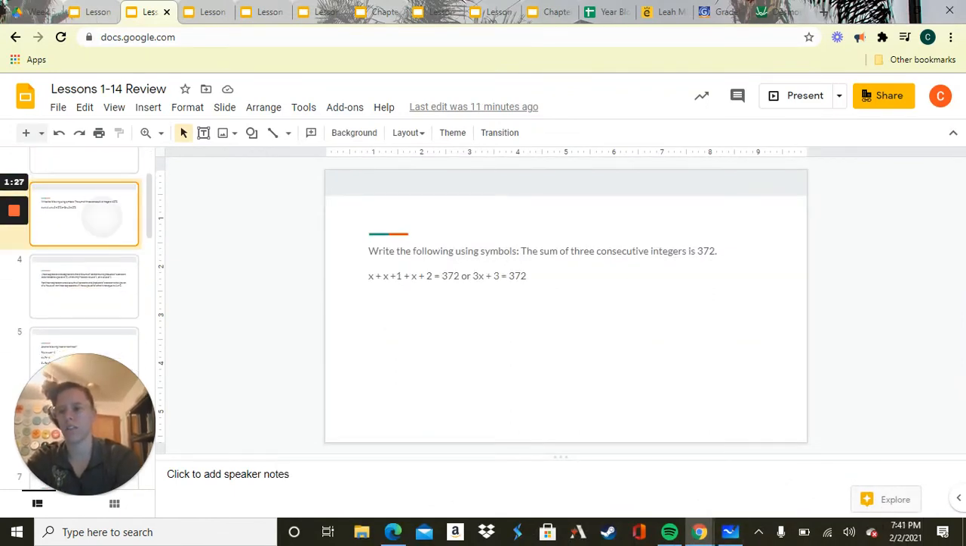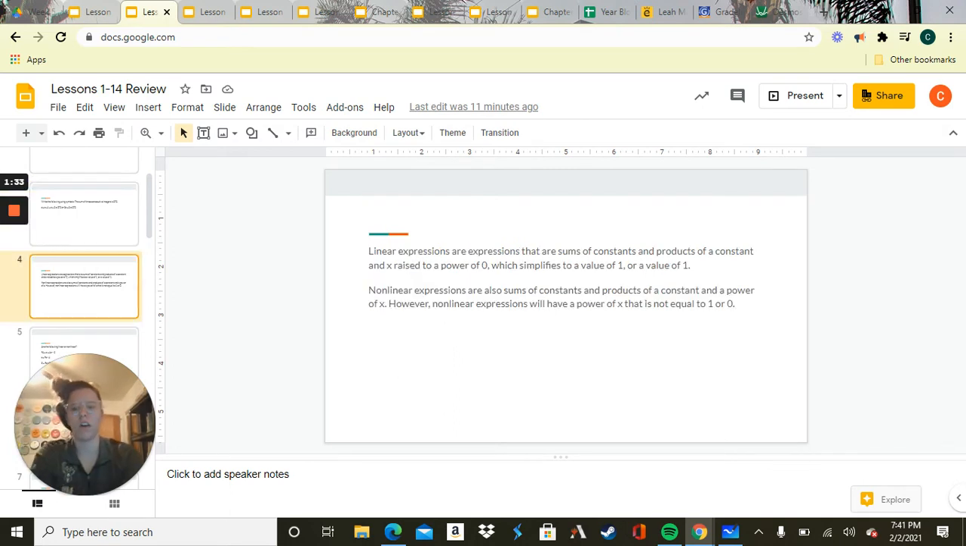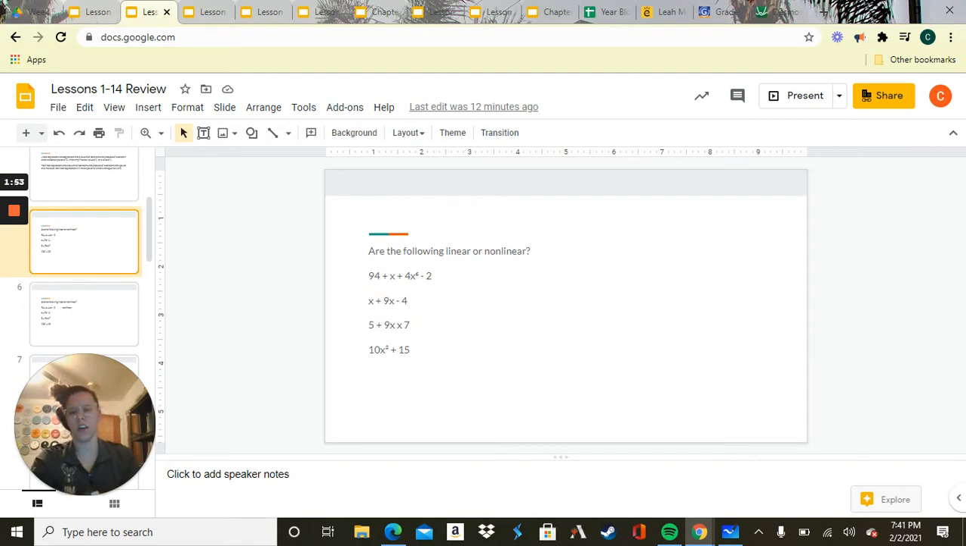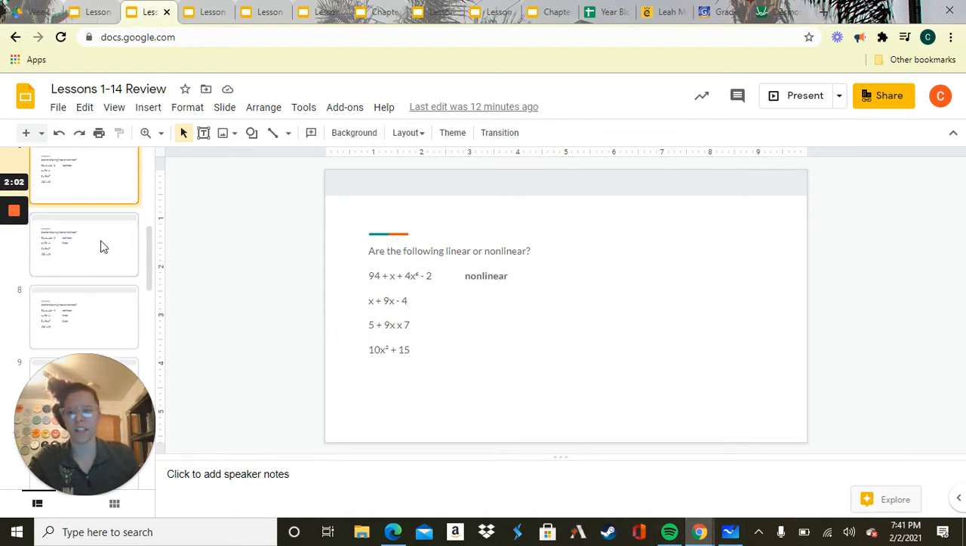Next, so we wrote that and solved it. Here we're going to write, and there it is again. So back to linear expressions and nonlinear expressions, we talked about those a long time ago. So remember, linear expressions are sums of constants and products, but they're only raised to a power of 0 or 1. Nonlinear can be raised to any other power, except for 0 and 1. So are the following linear or nonlinear? That first one is 4x to the 6th, so that one's going to be nonlinear. The next one we just have x's, so it's linear. The next one we just have x's, so it's linear. The last one we have a squared, so it's going to be nonlinear.